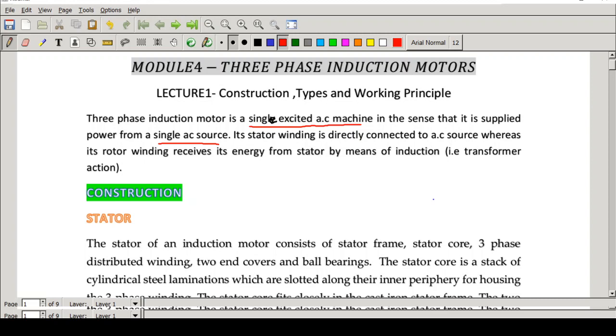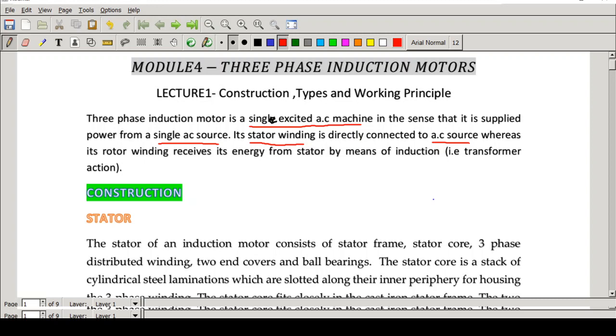Now, in the case of a three-phase induction motor, there is a stator and a rotor, and winding is provided in the stator as well as the rotor. A three-phase AC supply is given to the stator winding. So, the stator winding is directly connected to a three-phase AC source. So how will the rotor receive the energy, how will the EMF be induced in the rotor? It is by the principle of electromagnetic induction. So that is the meaning.